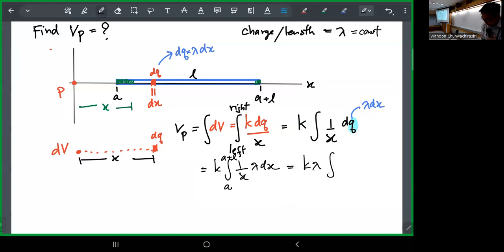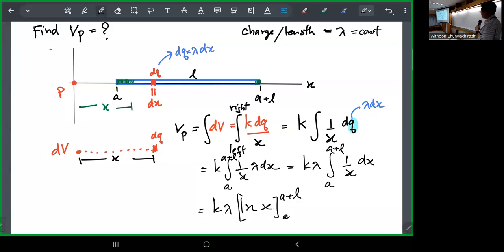So you're only left with this 1 over x dx integral, and everyone still remembers how to do this. It's a natural log, so it's ln x, and then you put the limits of the integration there, and that's it. Your final answer will be k lambda log of a plus l over a, and that's it. You are done.